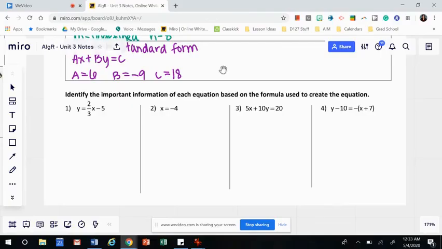Okay, so we have 4 additional examples listed below. What I'd like for you to do now is pause the video and try these 4 examples on your own. Make sure that you're identifying the general form and name of the formula and pulling out all important information. When you're done, go ahead and check back in here to check your answers.